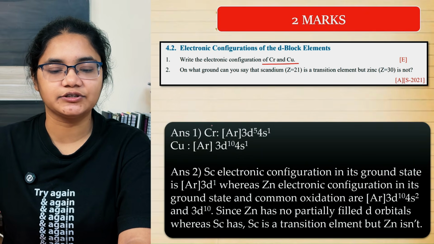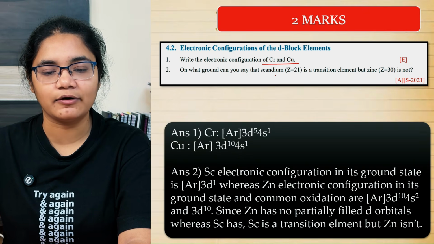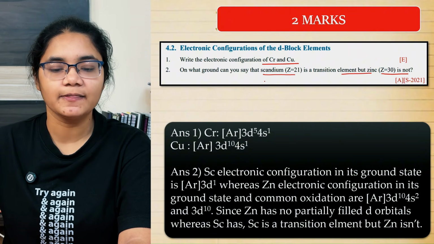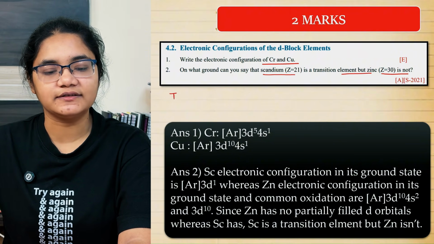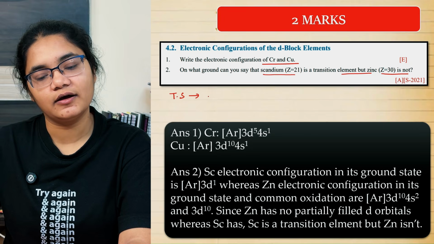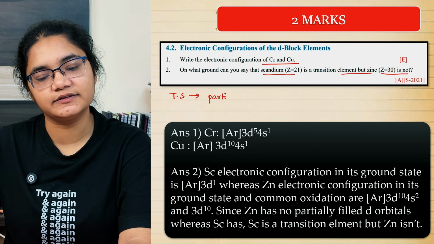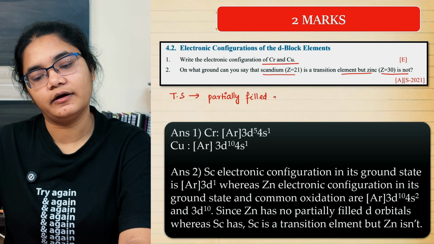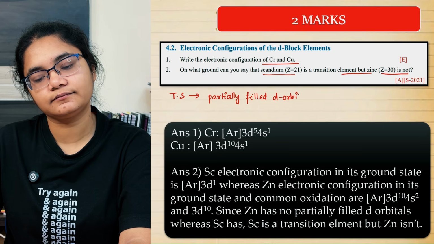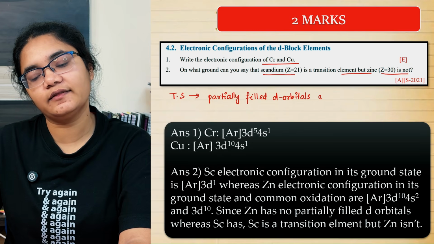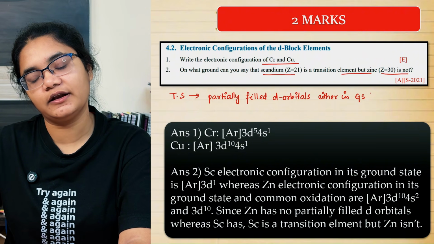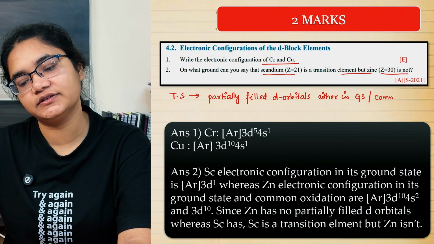Next is question number 2, that is, on what ground do you say scandium is a transition element but zinc is not? Okay, so see, the condition for a transition element is what? It should have partially filled d orbitals, either in the ground state or in the common oxidation state.